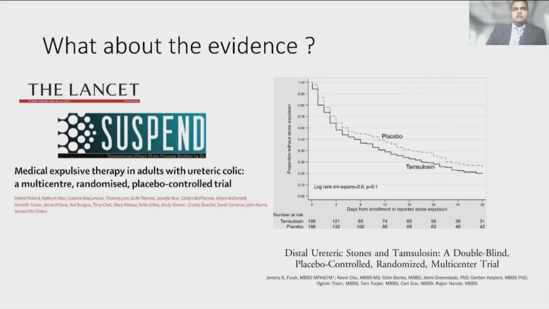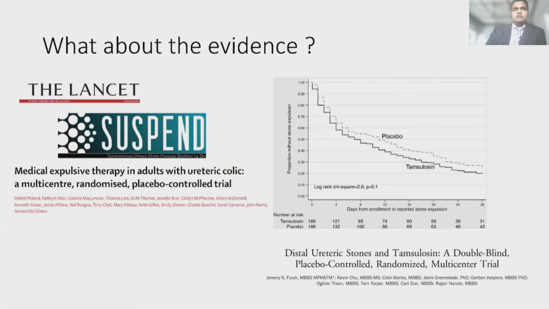Then in 2018, a Cochrane group published a very high quality meta-analysis, which shows a clear benefit of tamsulosin or an alpha blocker. And the European Association of Urology have a strong recommendation of alpha blocker therapy for stones more than 5 millimeter in size.